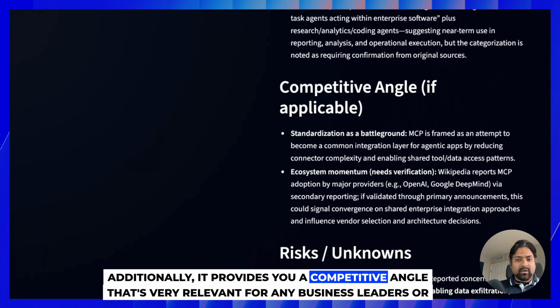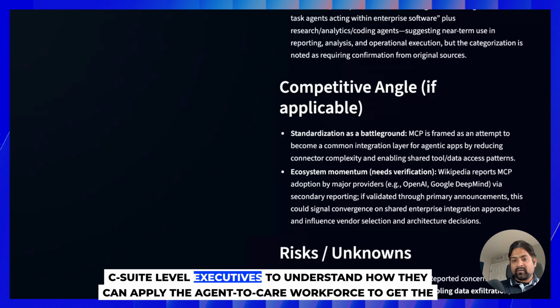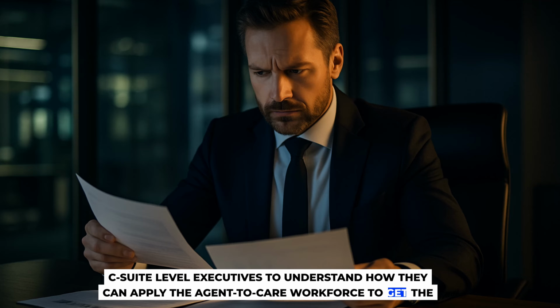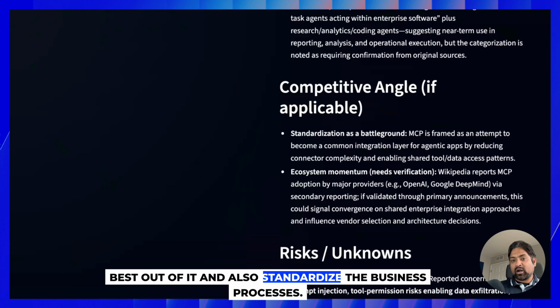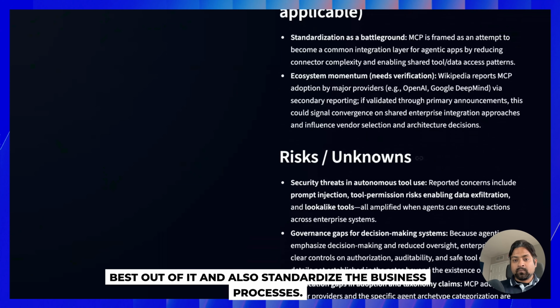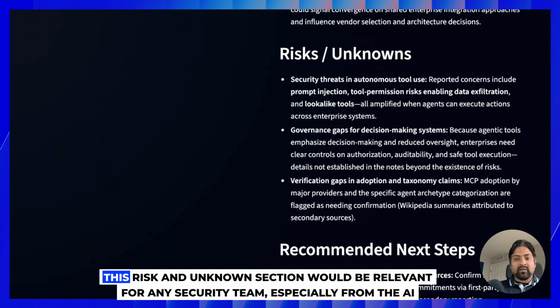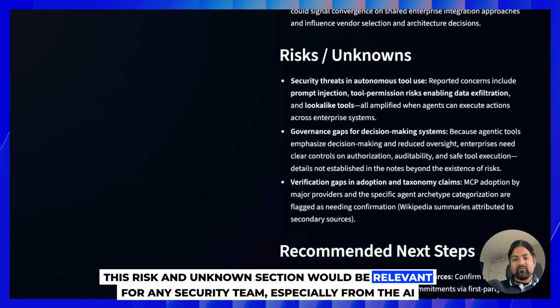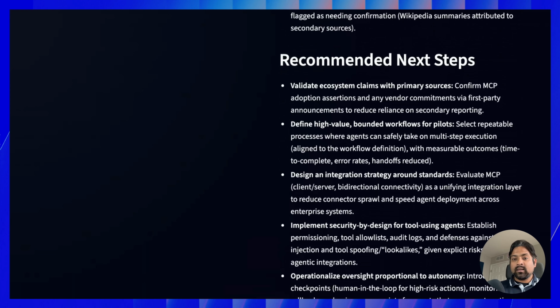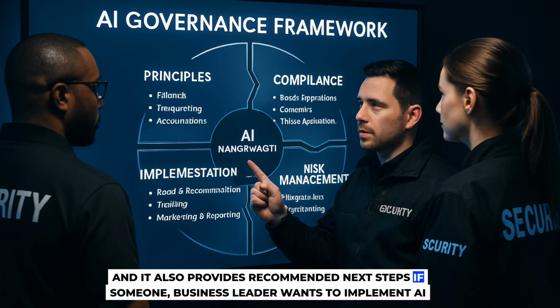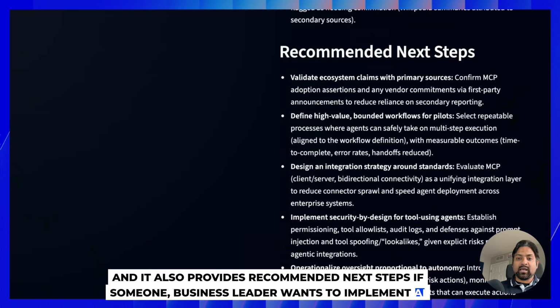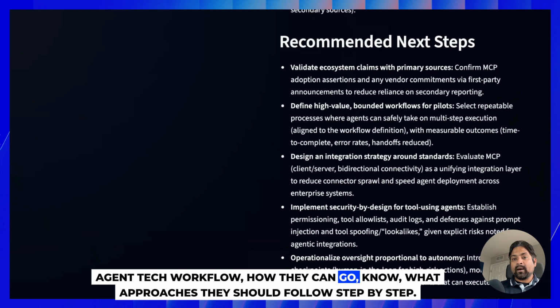Additionally, it provides a competitive angle that's very relevant for any business leaders or C-suite level executives to understand how they can apply agentic AI workflows to get the best out of it and also standardize business processes. This risk and unknowns section would be relevant for any security team, especially from the AI governance standpoint. And it also provides recommended next steps if a business leader wants to implement agentic AI workflows, and what approaches they should follow step by step.